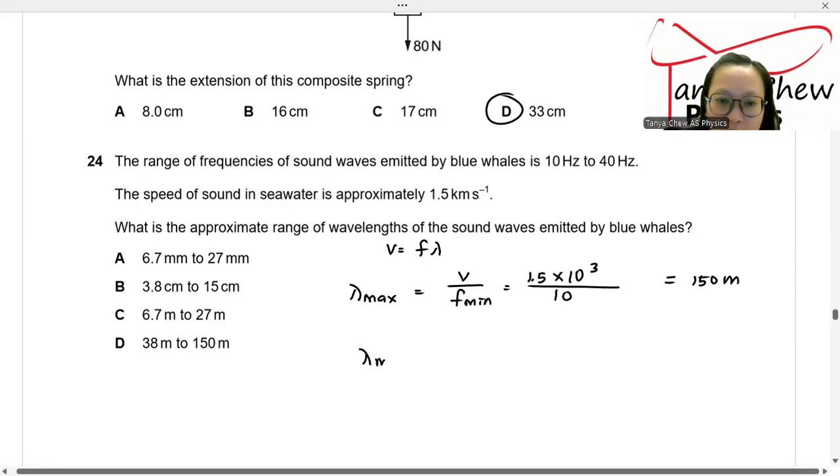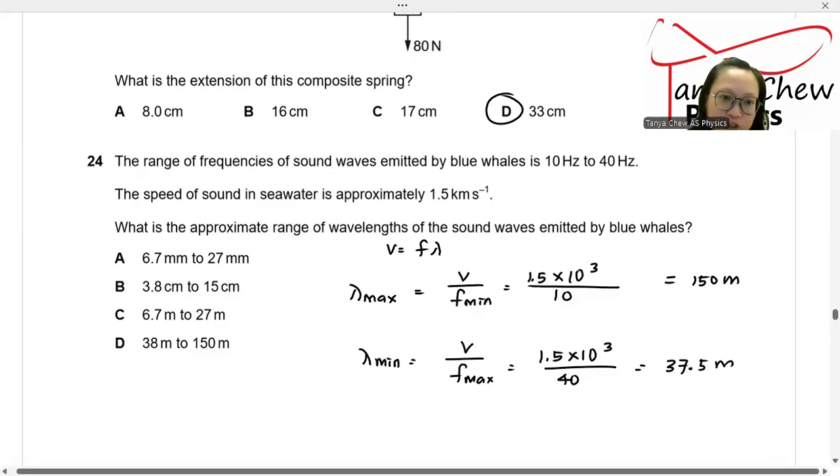And I find my lambda minimum because I need the range. v over f maximum. So v is 1.5 times 10 to the power of 3 divided by 40. So I get 37.5 meter. So which is within the range? D is the answer.